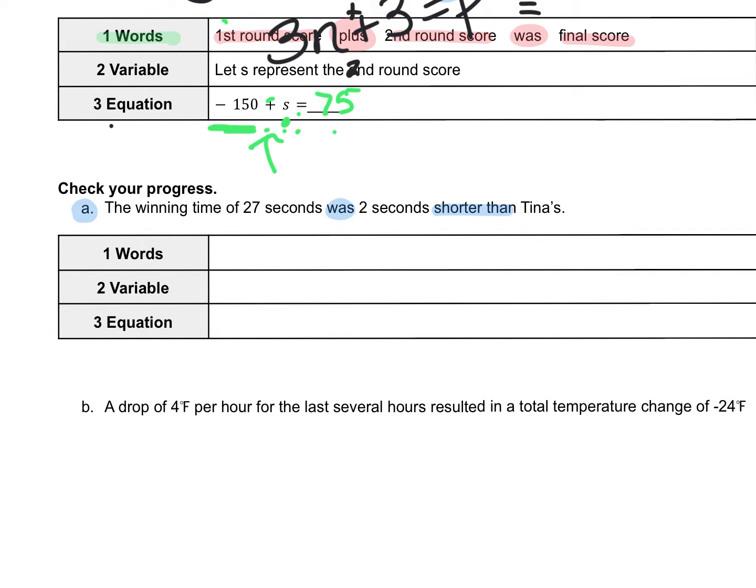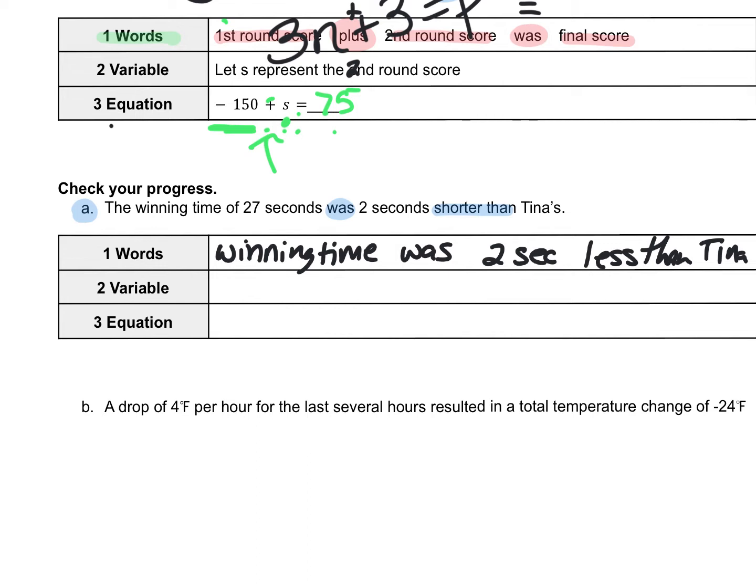So some words I noticed was that there is a winning time, and that was 2 seconds less than, another way to say shorter than, that's a little more familiar to me for math, Tina's time. Okay, so I tried to break it down into a few less words. Might not be perfect. You might have something slightly different, and that's okay too.